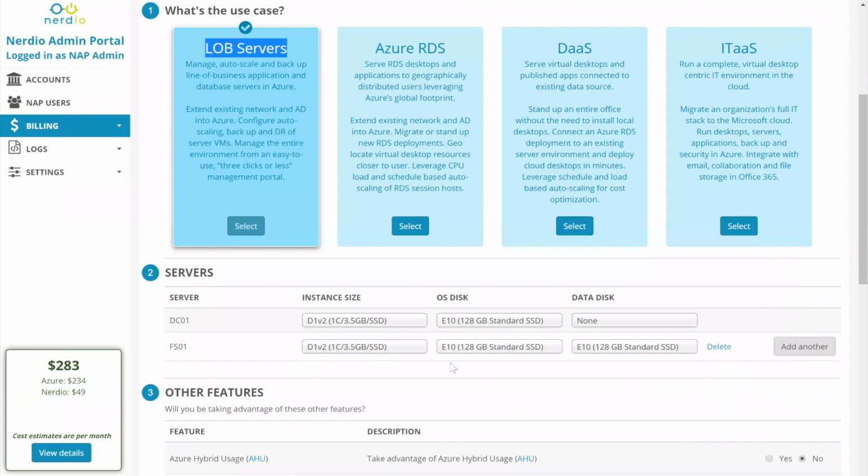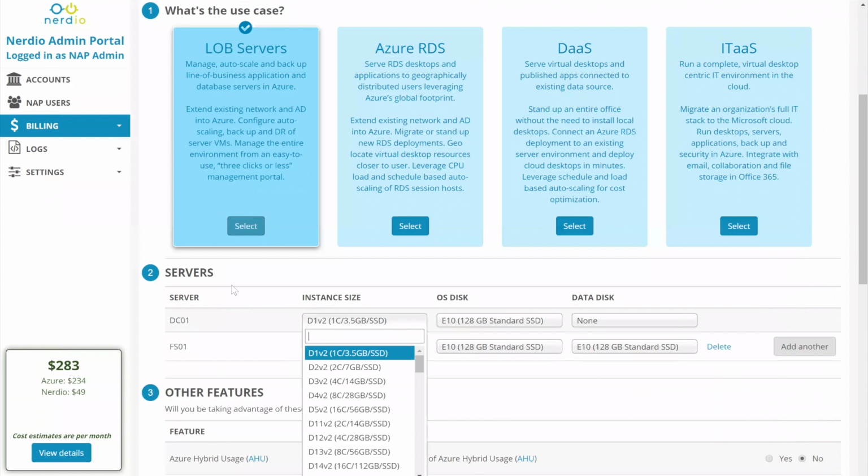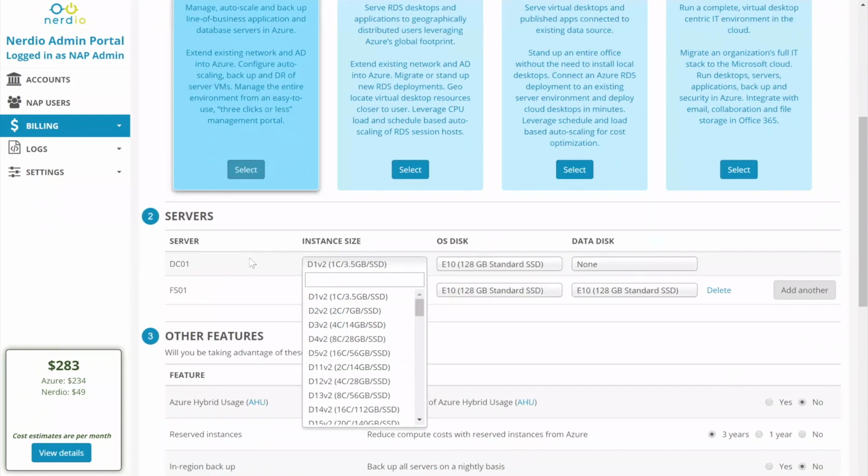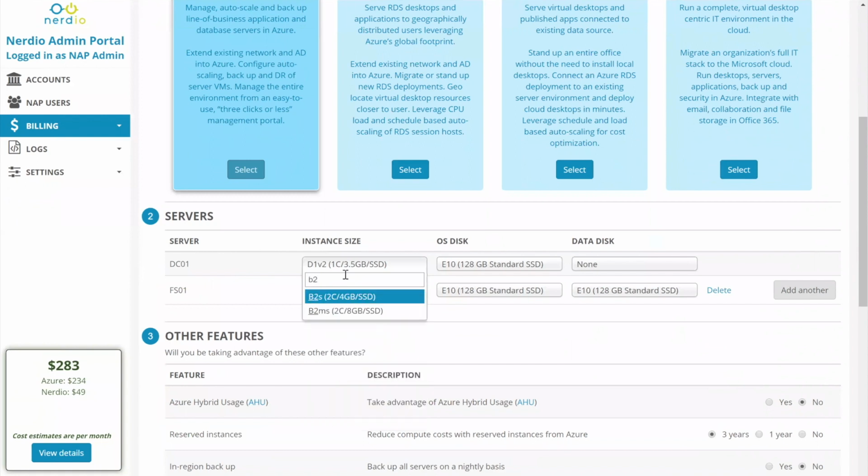Once you have this section, we can go ahead and change the instance size of the domain controller. The minimum it can start out with is a single core, 3.5 gig of RAM VM, but it could be really anything else. A popular size that we're seeing that seems to work pretty well in small to mid-size environments is this burstable 2-core, 8 gigs of RAM VM. So you can make that change.